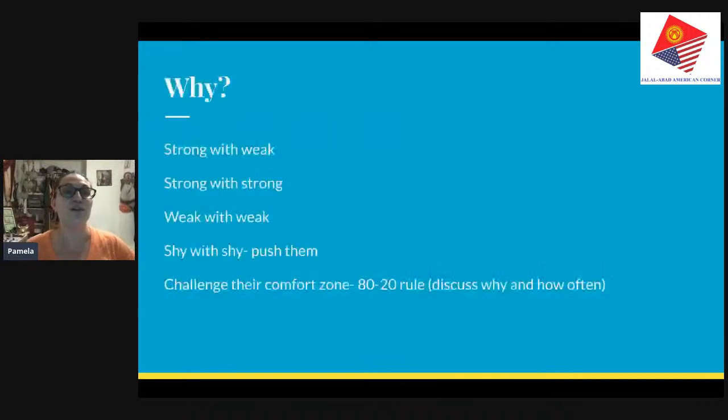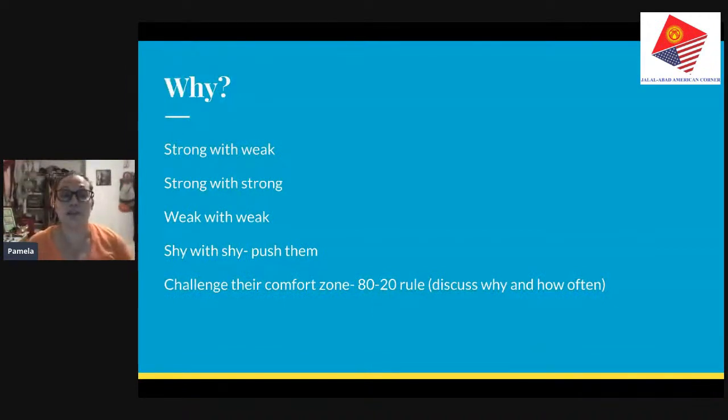But let's move on. So we will want to mix the strong with the weak, the strong with the strong, the weak with the weak, the shy with the shy, and we will want to challenge everybody's comfort zone. So what we will do is we will find out who the strong students are and who the weak ones are. And sometimes you'll want to mix the strong with the weak, so that the weak ones can learn from the strong ones. So this you don't want to do all the time, because what we found is that the weak ones benefit a lot more than the strong ones do.